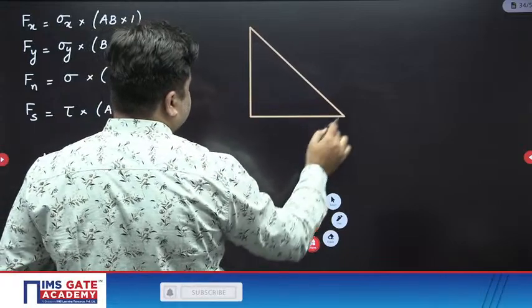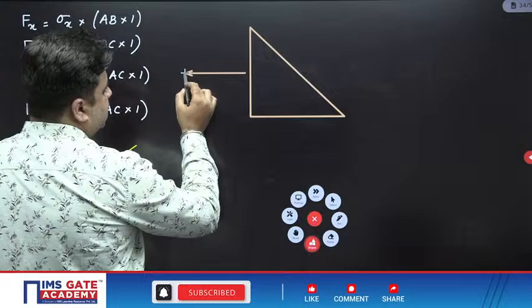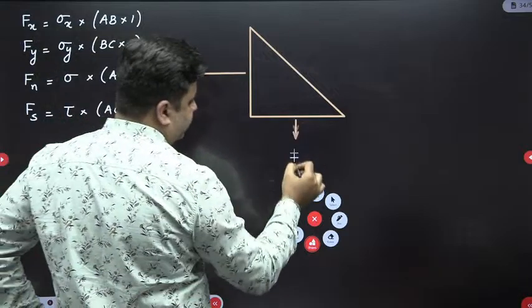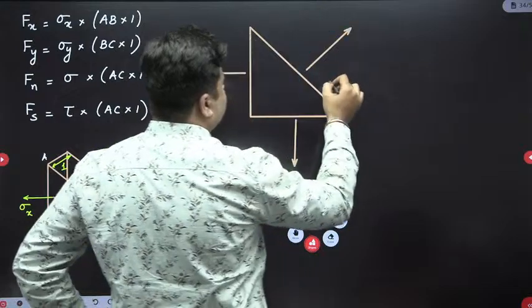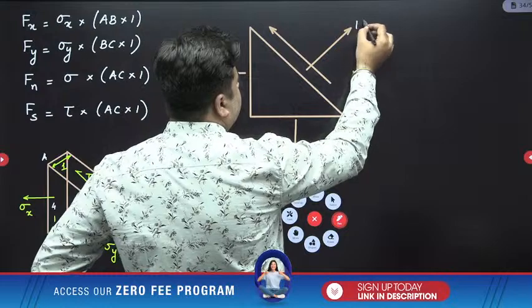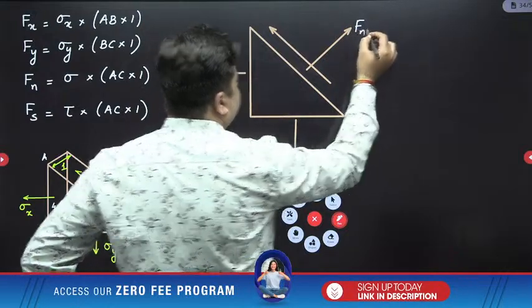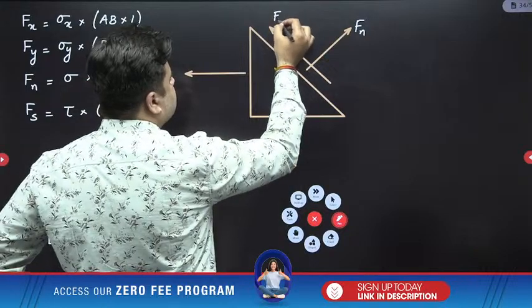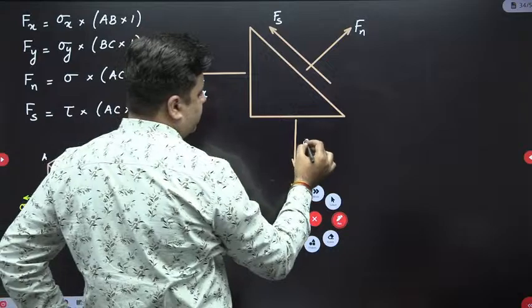All these forces will look like this. This is your force Fx, this is your force Fy, this is your force Fs, and this is your force Fn. This is Fn, this is Fs, this is Fx, and this is Fy.